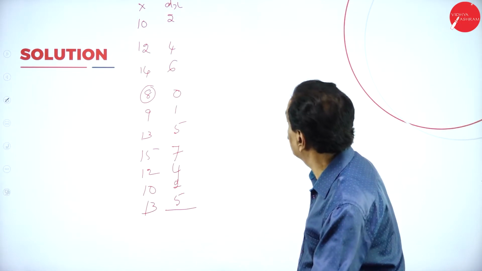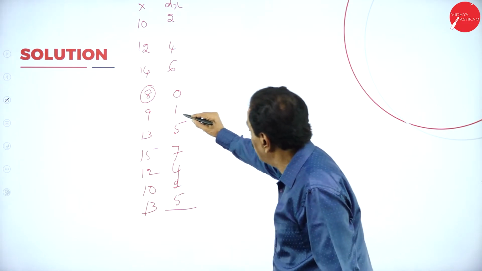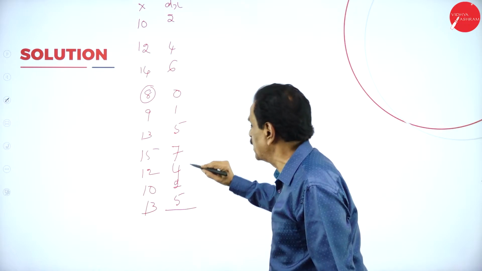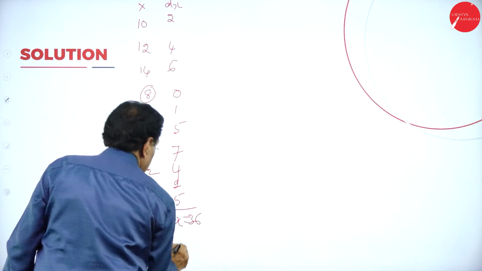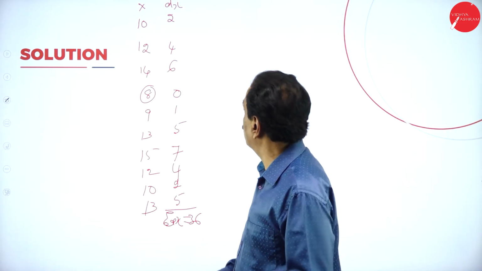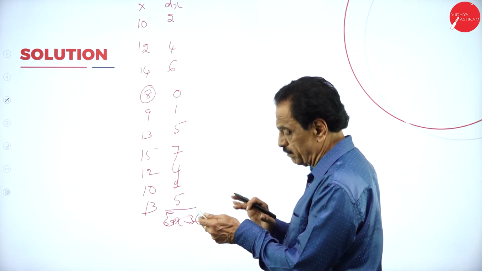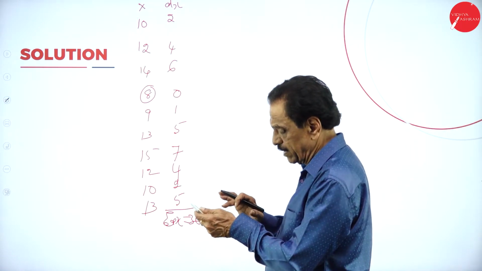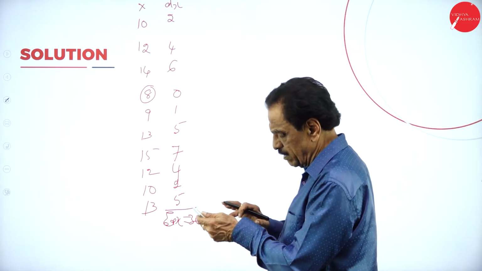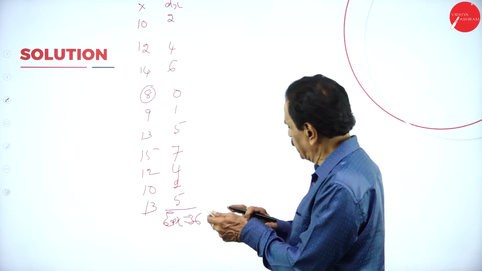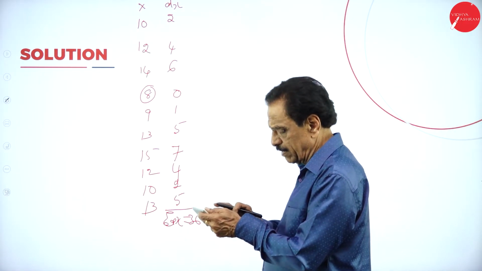Add the figures. 2 plus 4 is 6, 6, 12, 13, 18, 25, 29, 31, 36. Sigma dx is 36. We'll go one by one: 2 plus 4 plus 6 plus 1 plus 5 plus 7 plus 4 plus 2 plus 5.